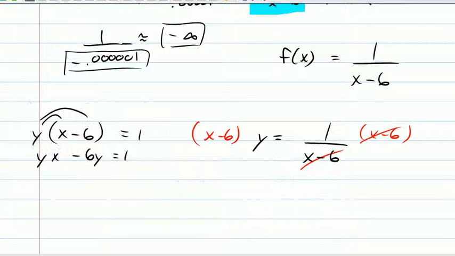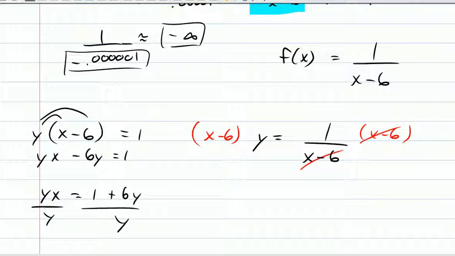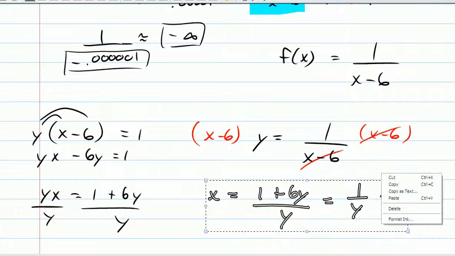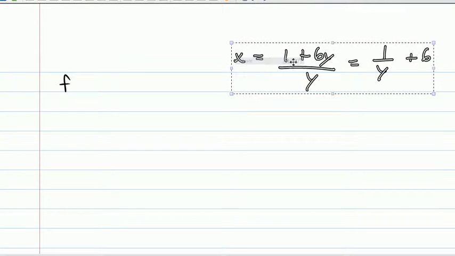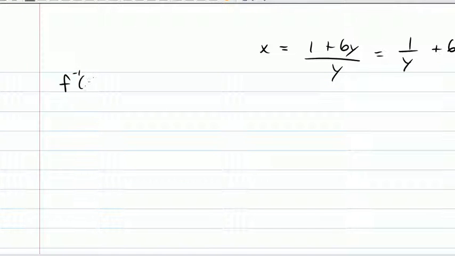Let's make some more room, which means yx equals 1 plus 6y. So to get it to x equals, divide by y. x equals 1 plus 6y divided by y, which is 1 over y plus 6. So we've got f inverse. f inverse of x equals 1 over x plus 6.